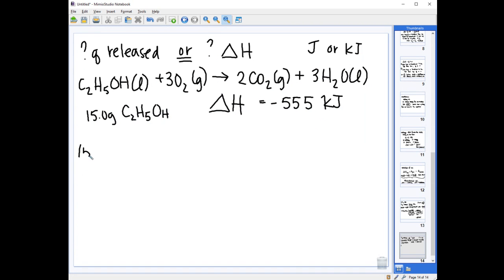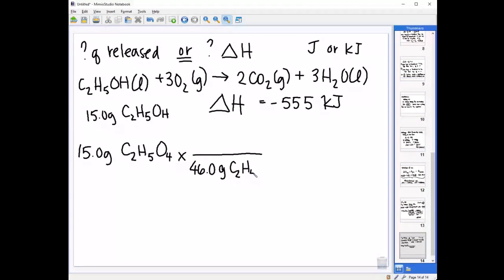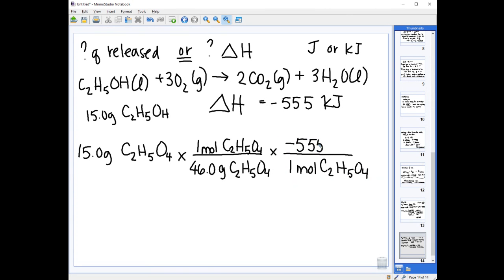So I'm going to work this the same way. I'm going to start with what I know. They were nice enough to give me my formula weight, which is the same as my molar mass, in my problem, 46 grams per mole. And I'm going to go to my chemical reaction. I see I don't have a coefficient there, so I understand that to be 1. And I'm looking for my answer in kilojoules, so I just plug in what they told me was my delta H for my entire reaction. My moles cancel, my grams cancel, and when I work this, I end up with a negative 181 kilojoules, which is answer B.